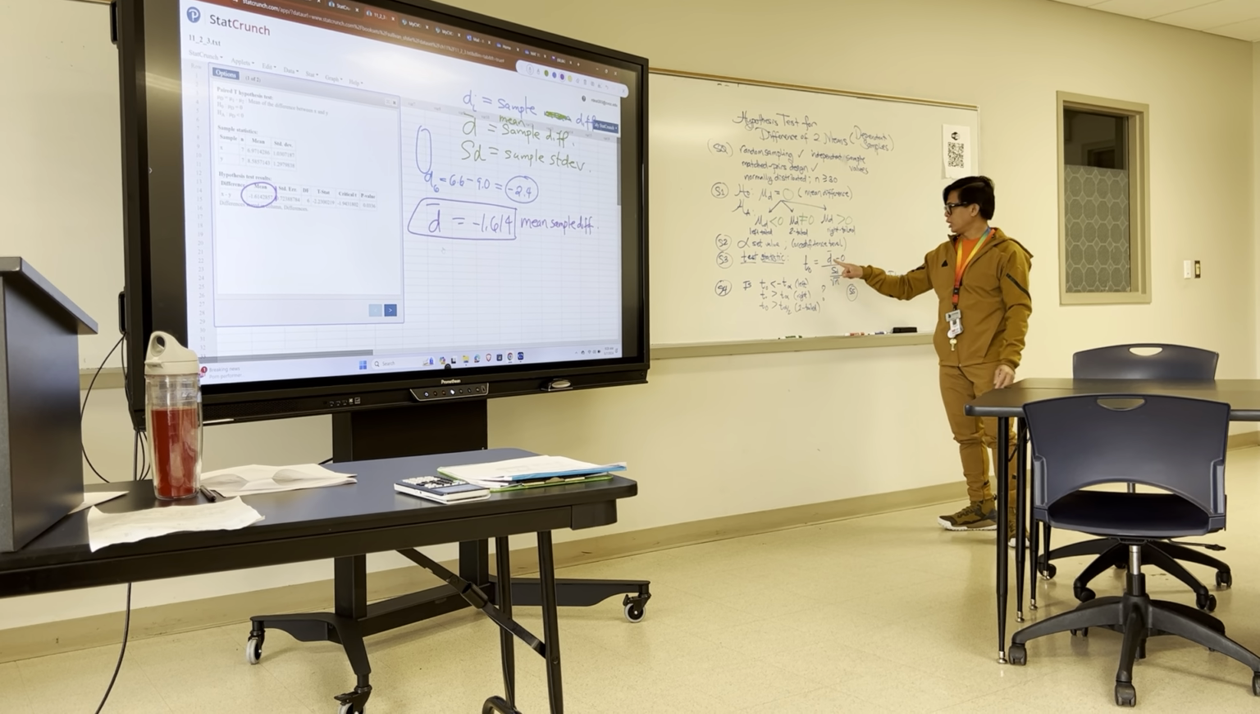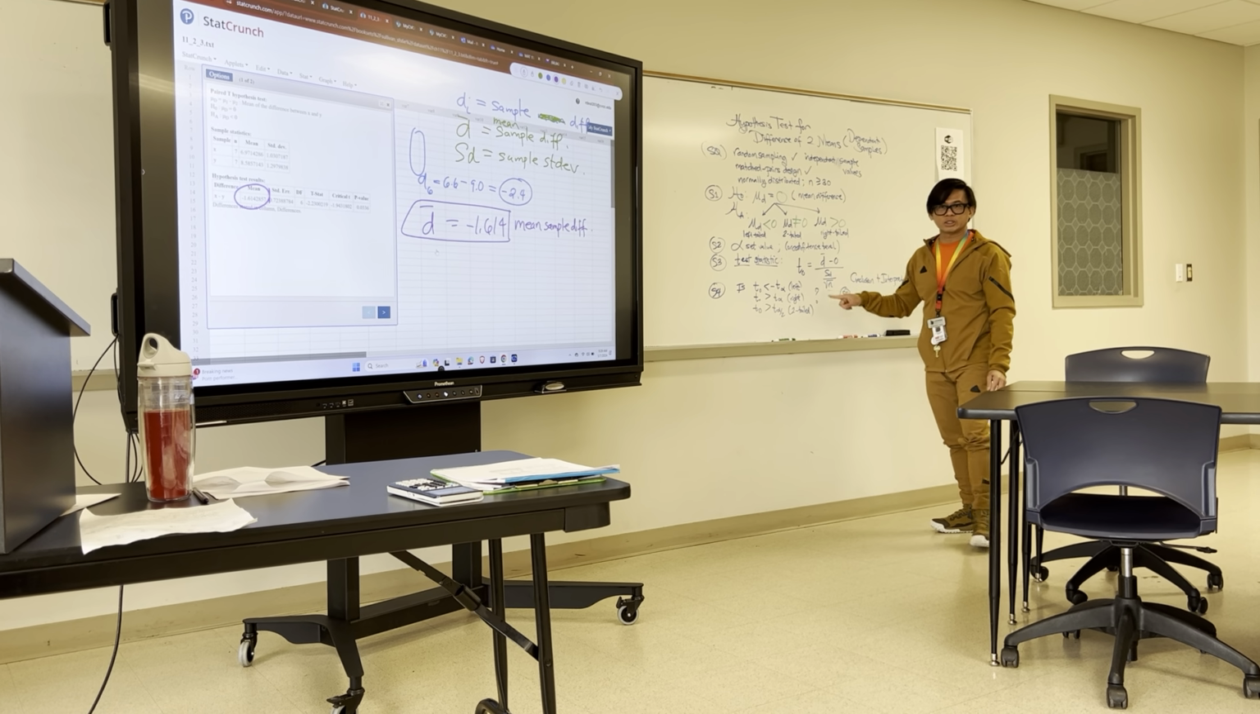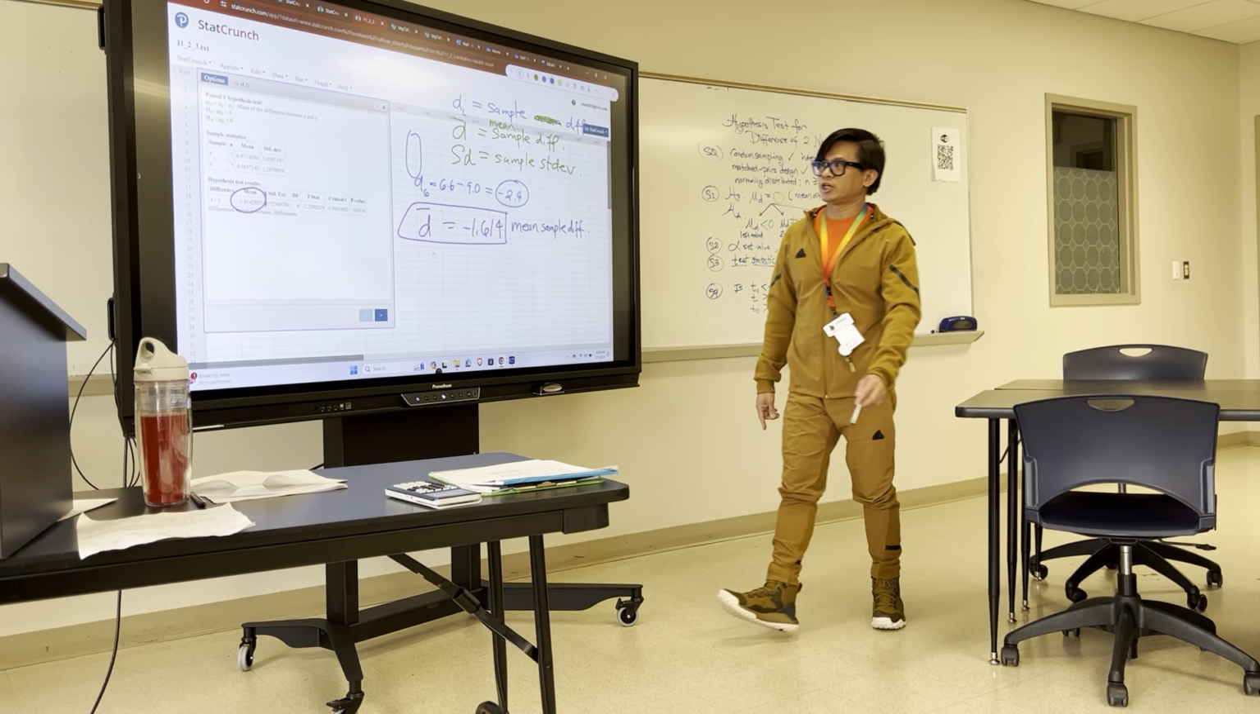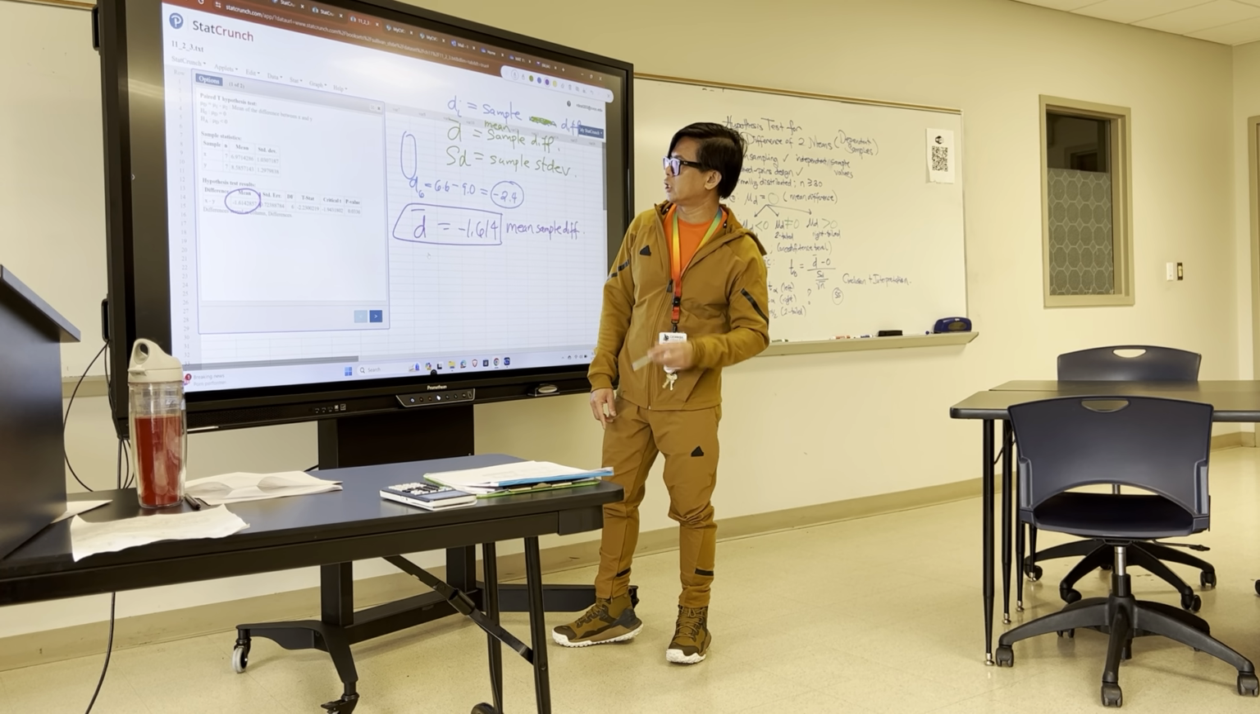Minus 0. Why is it 0? Because 0 is the null hypothesis, that there is no difference. That's why there is 0, all over SD. What's your SD? What's the standard deviation in here? Do you see any standard deviation for this one?